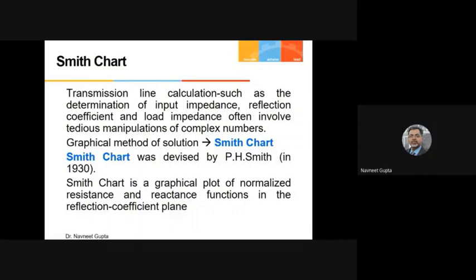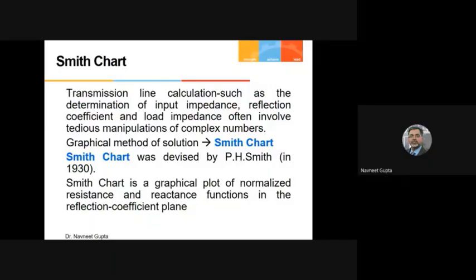The chart known as a Smith chart is named after its inventor, the scientist P.H. Smith. He proposed this graphical tool, which is a chart that is a plot of a normalized resistance and the reactance. Very quickly, I will explain how this chart is formed.